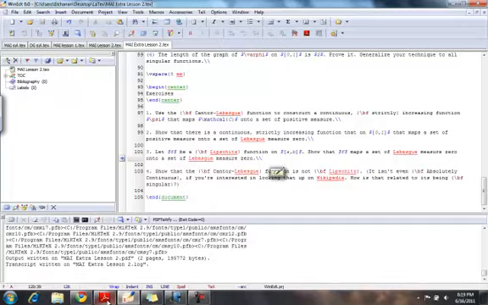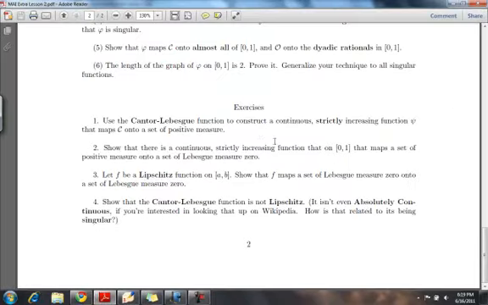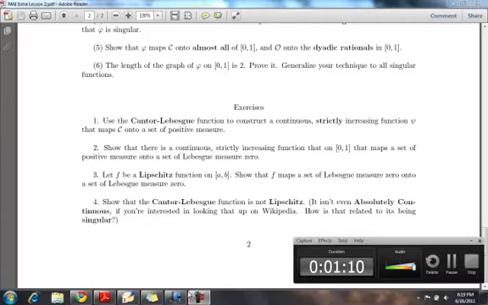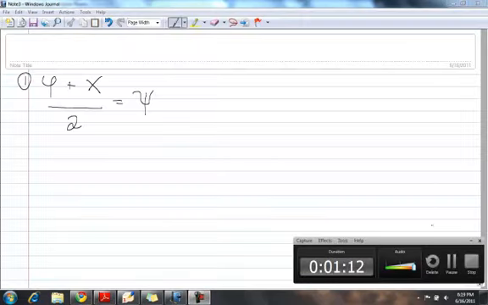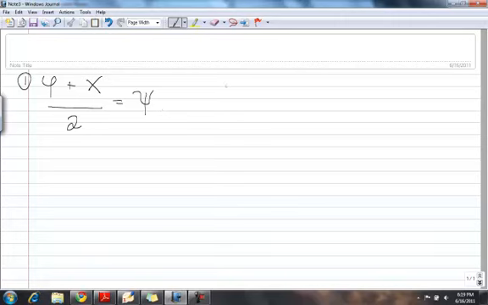Next, show that there's a continuous strictly increasing function on [0, 1] that maps a set of positive measure onto a set of Lebesgue measure 0. Well, we've got our function, the psi function over here, which we know takes the Cantor set and sends it to a set of positive measure, because the measure of this is greater than 0. So we want our function to go the other direction. We want it to send a large set of positive measure to a set of measure 0.